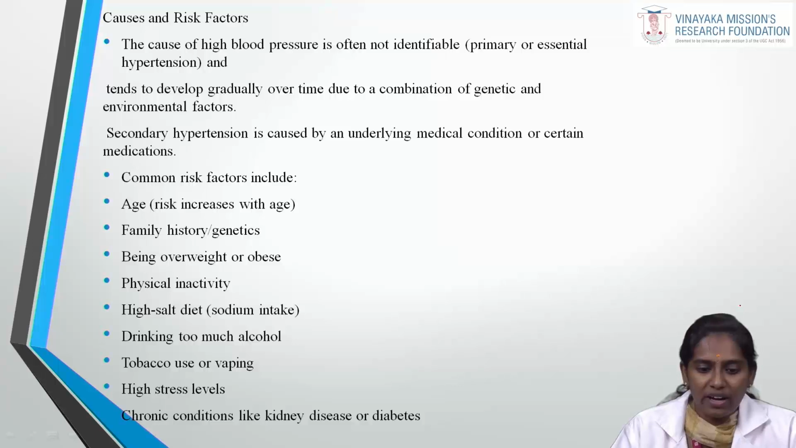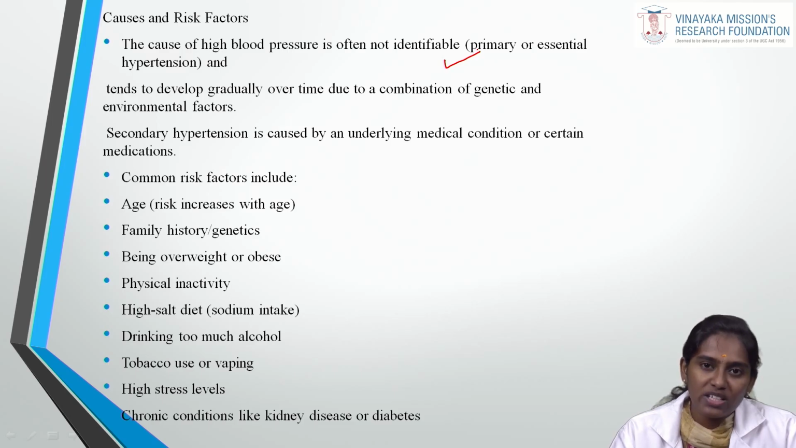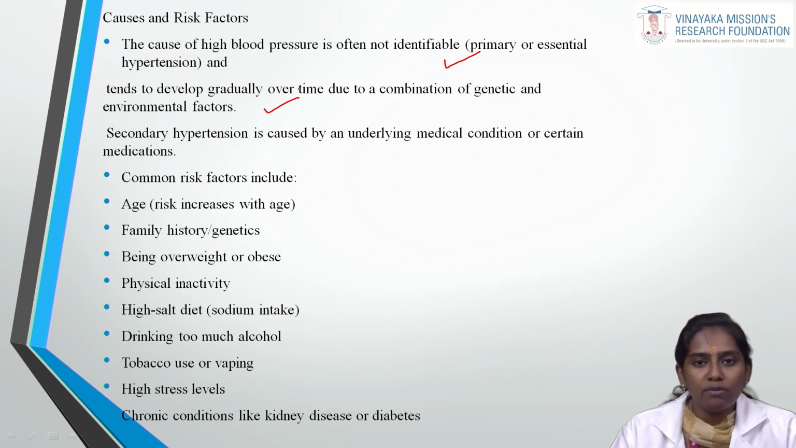Then causes and risk factors. How is high blood pressure caused? It is often not identifiable. You cannot identify if you are having high blood pressure, and if you are having low blood pressure also, you cannot identify it until you have the symptoms. It tends to develop gradually over time due to a combination of genetic and environmental factors. Blood pressure you can get by genetics, that is from the genes, and environmental factors. These are all the other factors we have seen before. By that also you can get increased blood pressure. That is primary blood pressure. Secondary hypertension is caused by an underlying medical condition or certain medications.